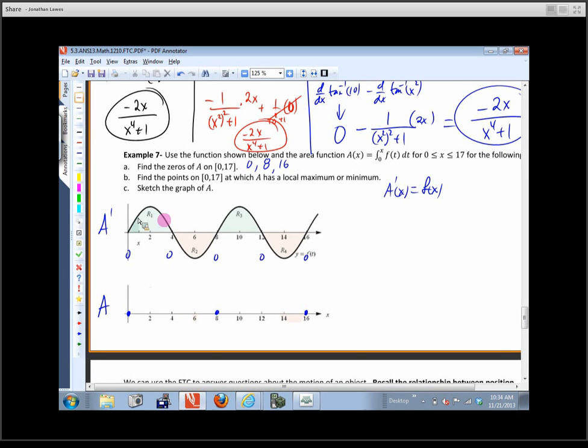What's the value of the derivative here? Positive. What's the value of the derivative here? Negative, positive, negative, right? So what does that mean the original function is doing? Level, increasing, level, decreasing, and so forth, right?